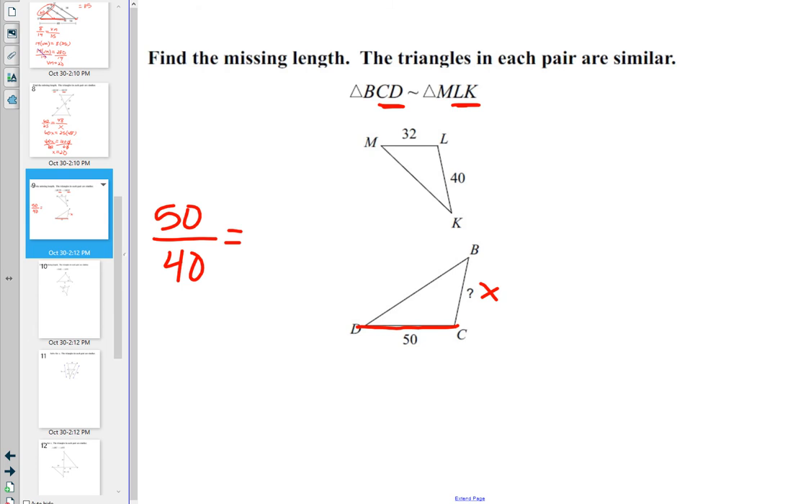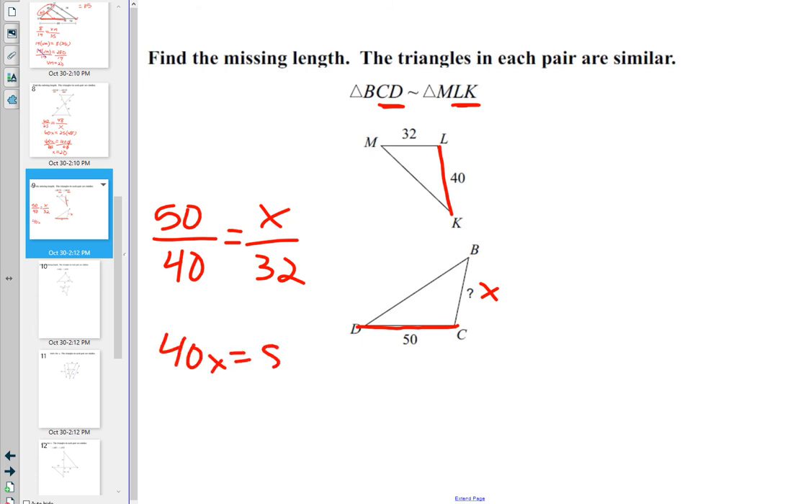Why would I pick the last 2? I didn't pick the last 2. I just saw that the 50 is CD. CD are the last 2 points mentioned in BCD. I don't think that's disputable, right? So what are the last 2 points in MLK? LK. What is LK? It's 40. So then that means that the X is going to correspond to the 32. You can double check that with the similarity statement.